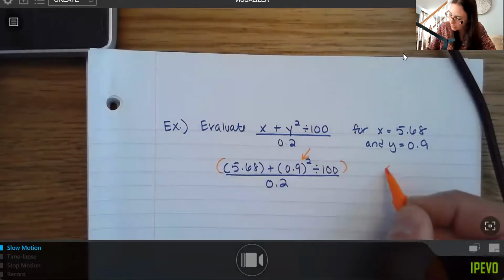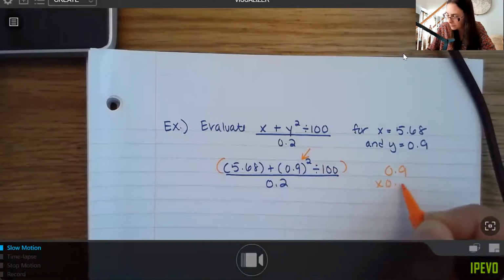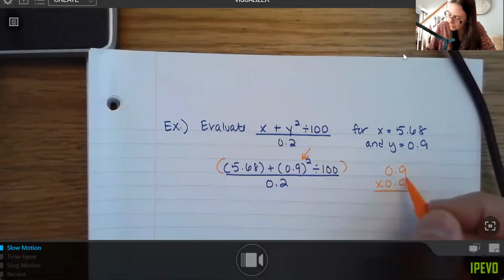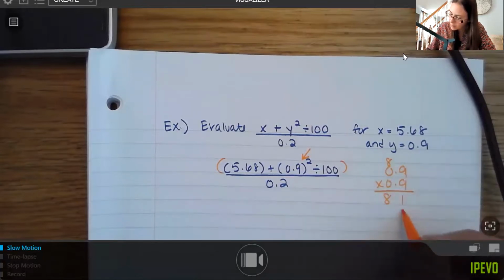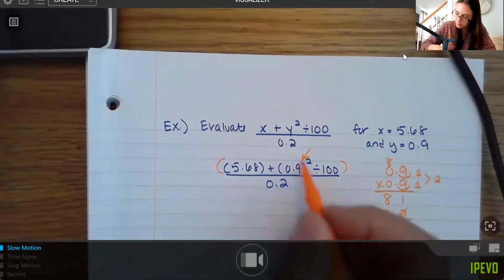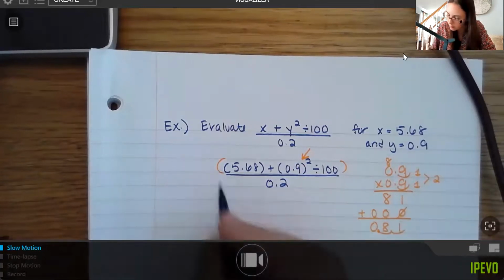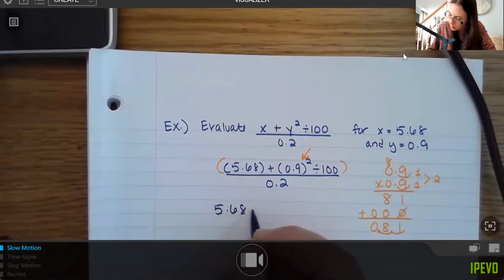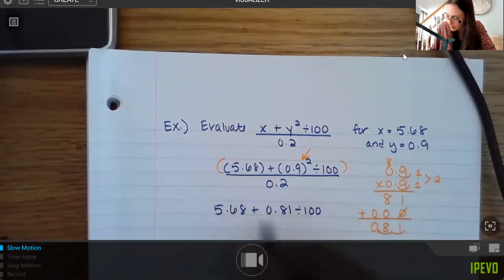So I have 0.9 times 0.9. Now, 9 times 9 is 81. So I do 1, carry the 8. 9 times 0 is 0 plus 8. Now, the next group, I'm technically multiplying by zeros here, so it's not going to change anything. And I have 1 decimal place here, 1 here, so I have 2 altogether. So this part here, I'm going to rewrite, becomes 0.81 divided by 100.